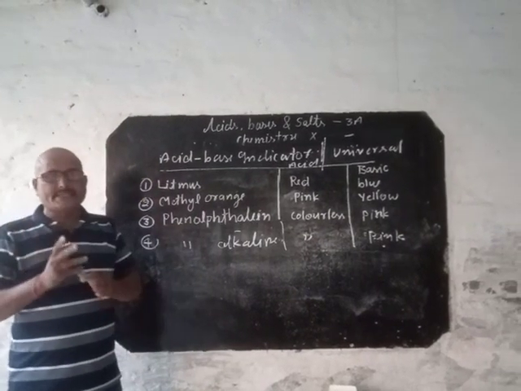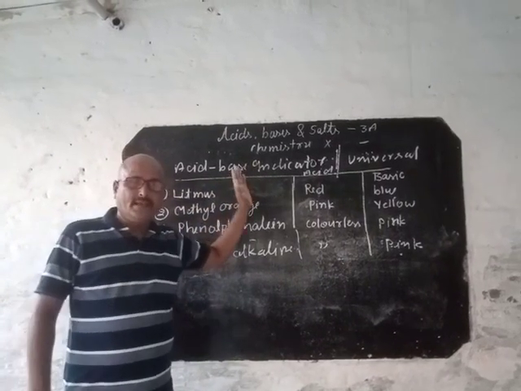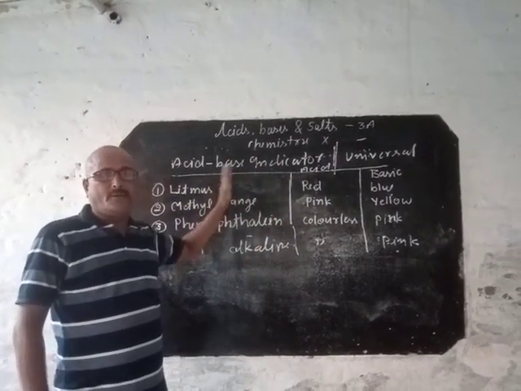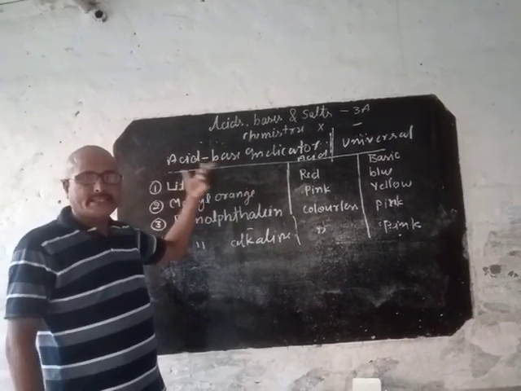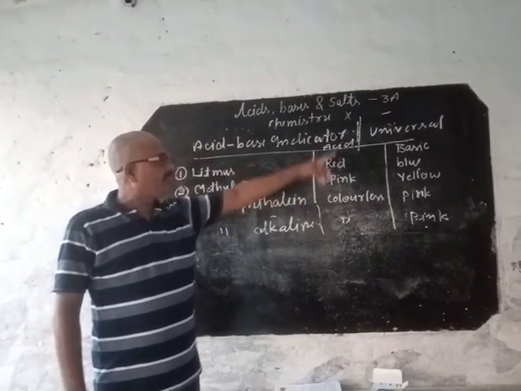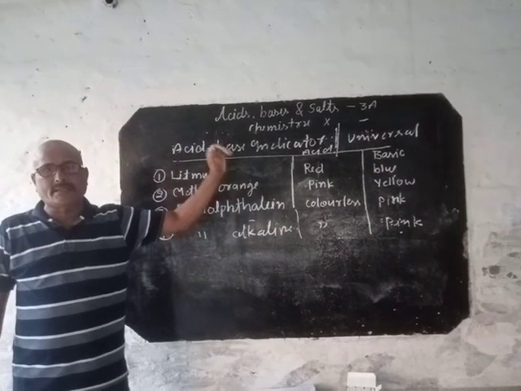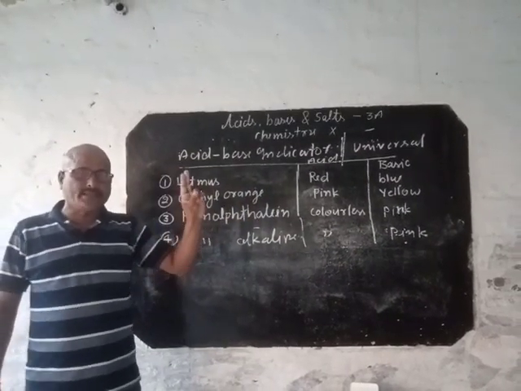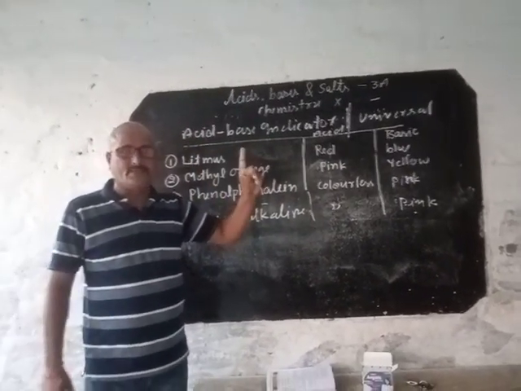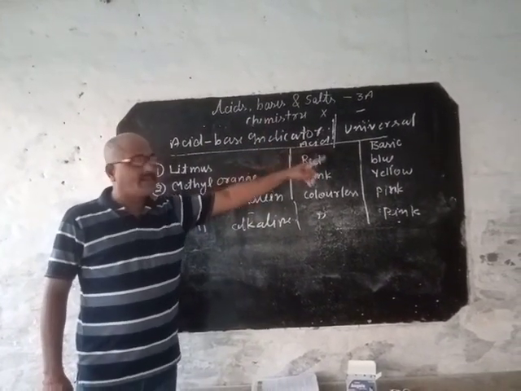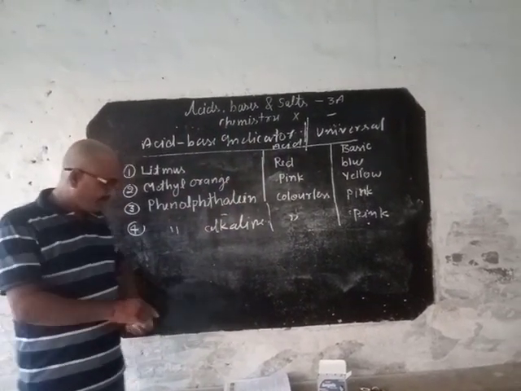First one, acid-base indicator only tells whether the solution is either acidic or basic. How much acidic or how much basic, we can't get any information from an acid-base indicator, whereas universal indicator tells us how much acidic or how much basic the solution is. Second difference, acid-base indicator is utilized only one time, whereas universal indicator can be utilized two or many times.